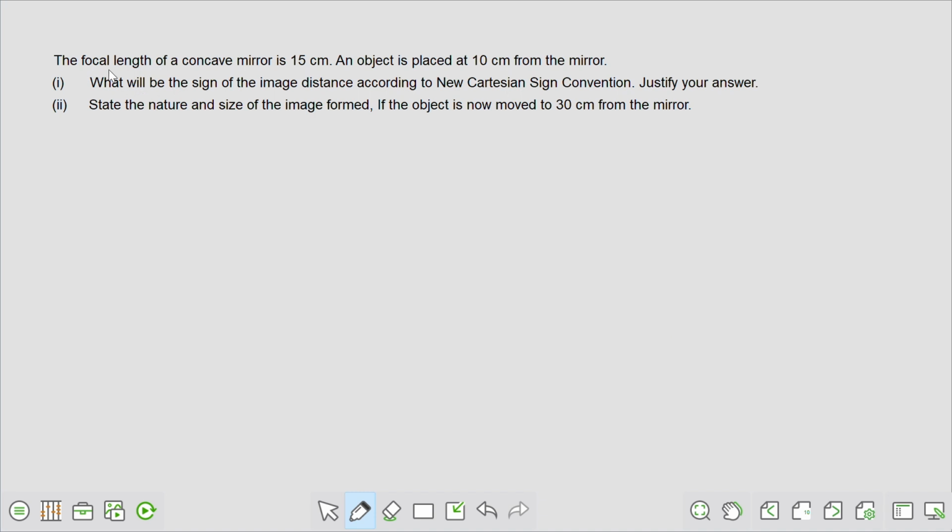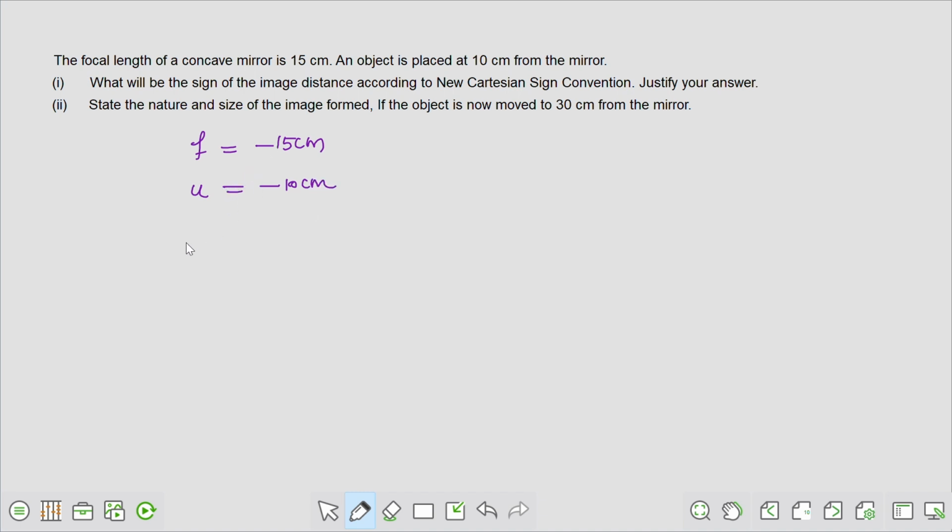The focal length of the concave mirror is given, that is 15 centimeter. An object is placed at 10 centimeter from the mirror. Now what will be the sign of image distance according to new Cartesian sign convention? Justify your answer. Here focal length is 15, so minus 15, since it is a concave mirror, sign is minus. And object is 10 centimeter, so it will be minus 10 because it will be on the left side.